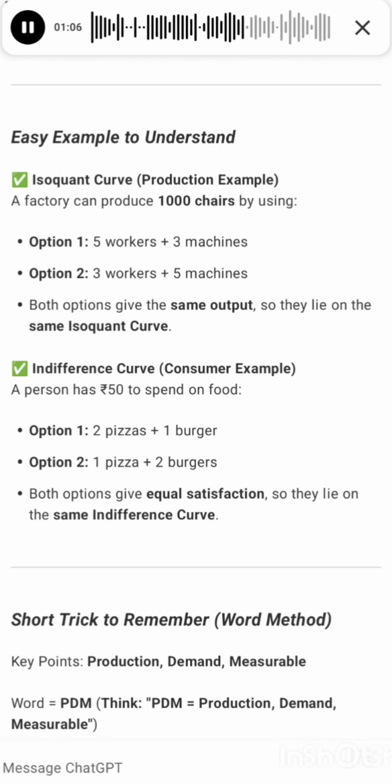Indifference curve, consumer example. A person has 50 to spend on food. Option 1, 2 pizzas plus 1 burger. Option 2, 1 pizza plus 2 burgers. Both options give equal satisfaction, so they lie on the same indifference curve.